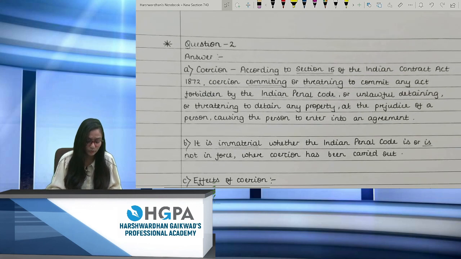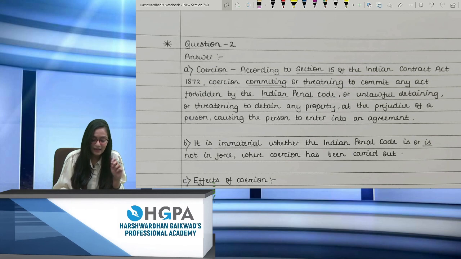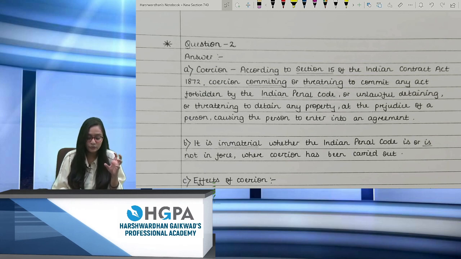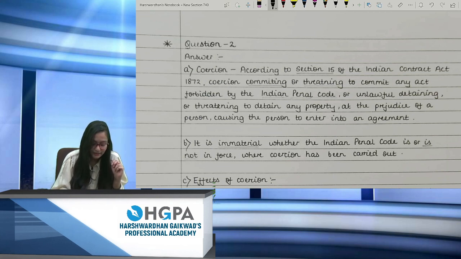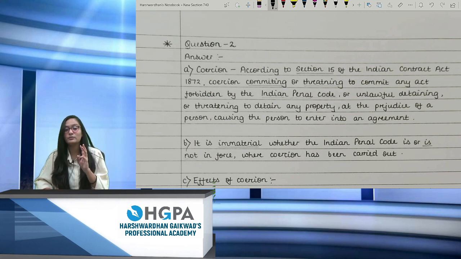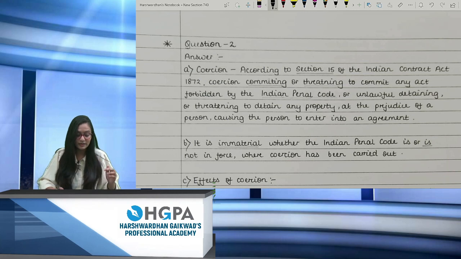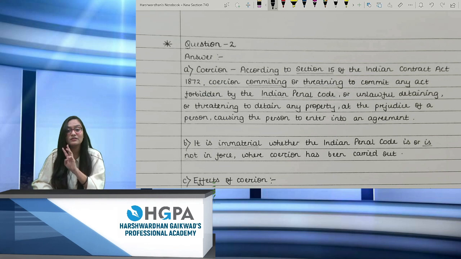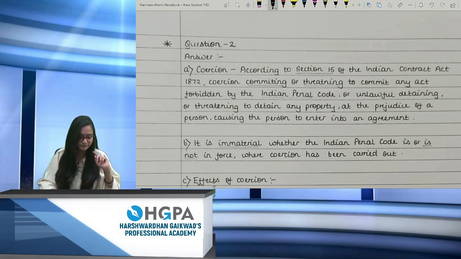Moving to question number 2, here I have highlighted or underlined, for that matter, a few important words. Now, according to section 15 of the Indian Contract Act, coercion is committing or threatening to commit any act forbidden by the Indian Penal Code. Indian Penal Code, committing, threatening, these 3 words happen to be the substance of the answer. So the rest of the words can change a bit, that's fine, but these 3 words have to be there in your answer. They need to form a part of your answer.